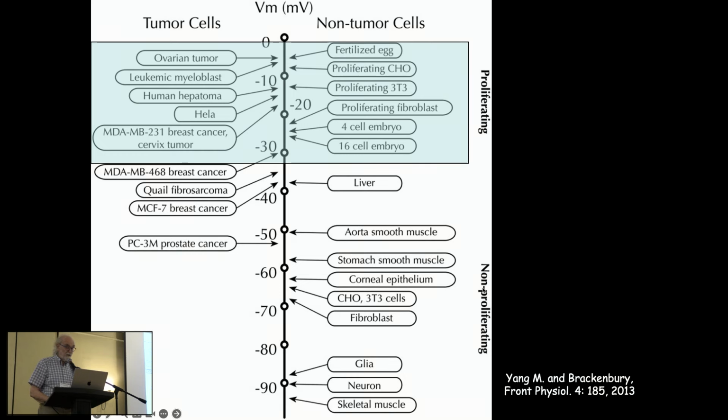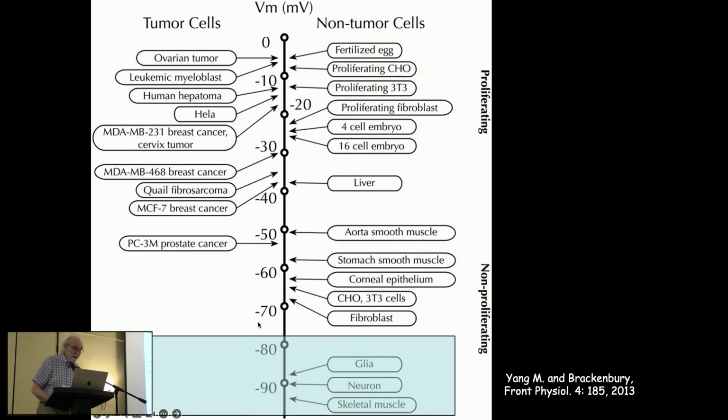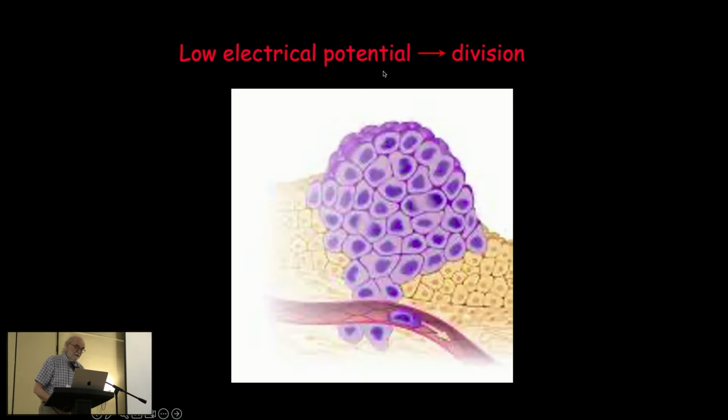And if you look at the non-proliferating cells, like glia cells and neurons, skeletal muscle, they have high electrical potential. So this seems to be general, that cells will divide if they have low electrical potential. And tumor cells are exactly in that category, very low electrical potential. So the low electrical potential means division. So in cancer cells, they all have low electrical potential and they all divide.